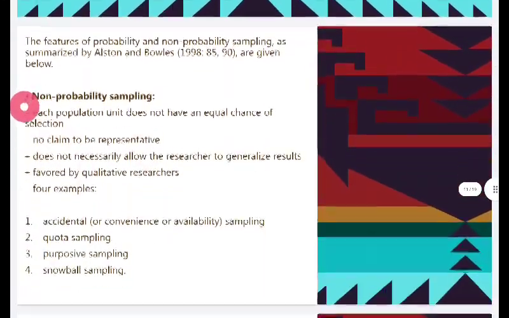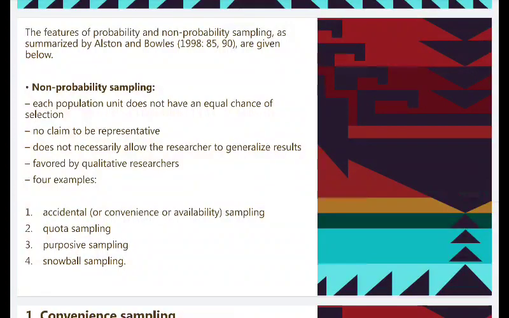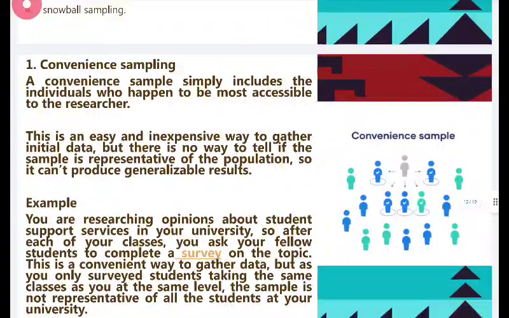So, ano yung characteristics ng non-probability sampling? So, each population unit does not have an equal chance of selection, okay? And no claim to be representative, and it does not necessarily allow the researcher to generalize results, and is favored by qualitative researchers. For example, accidental or convenience or availability sampling, quota sampling, purposive, and snowball sampling. So, isa-isahin natin ano to, okay?